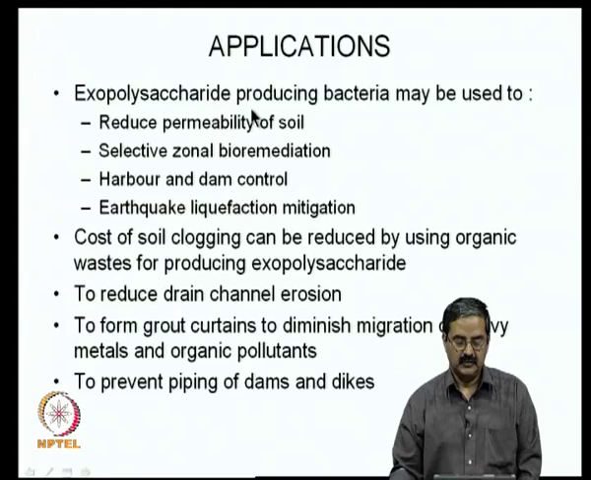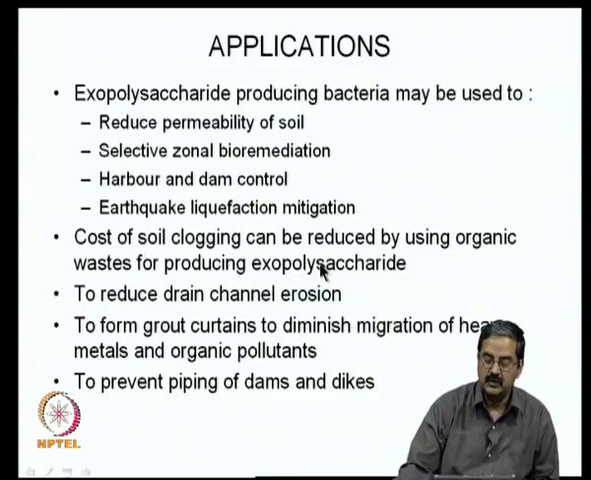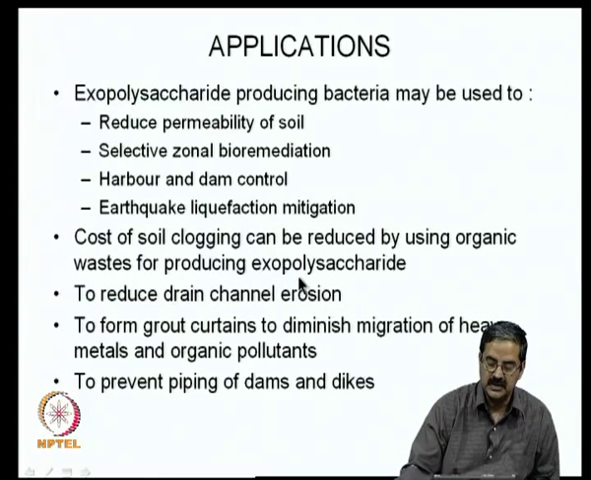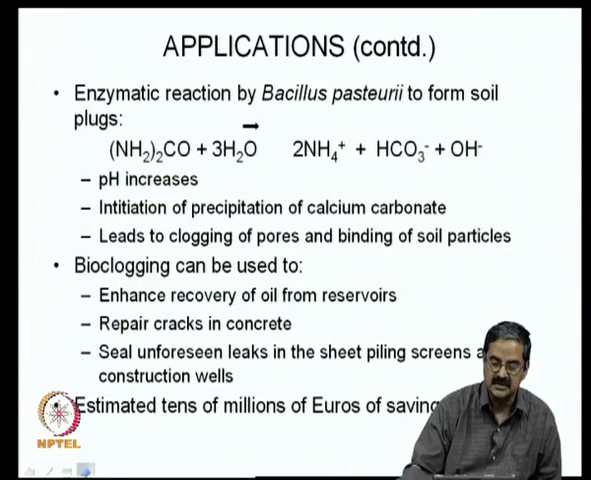exopolysaccharide, which is produced by bacteria, is useful in reducing the permeability of the soil, selective zonal bioremediation, harbor and dam control, earthquake liquefaction mitigation. Cost of soil clogging could be reduced by using organic waste for producing exopolysaccharides, to reduce drain channel erosion, to form grout curtains, to diminish migration of heavy metals and organic pollutants. So, there are some applications mentioned.